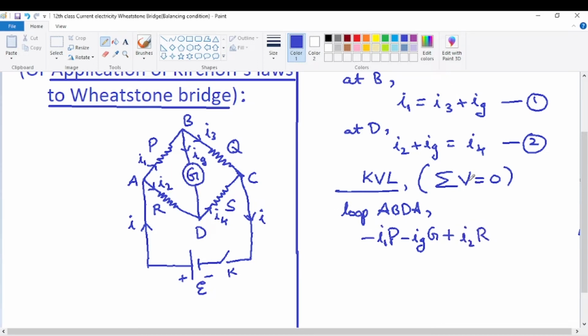So this is the algebraic sum of all the PDs, which is nothing but Kirchhoff's voltage law. The best way to remember Kirchhoff's voltage law is sigma V is equal to 0. Or it can also be written as sigma PD, the sum of all the potential differences, is equal to 0. So these are the sum of all the potential differences in the closed loop ABDA, and that is equal to 0. So this is equation 3.